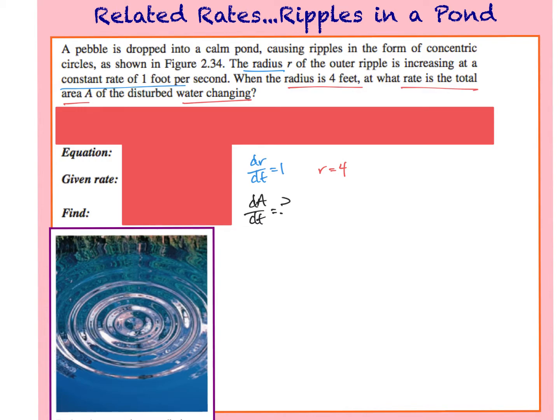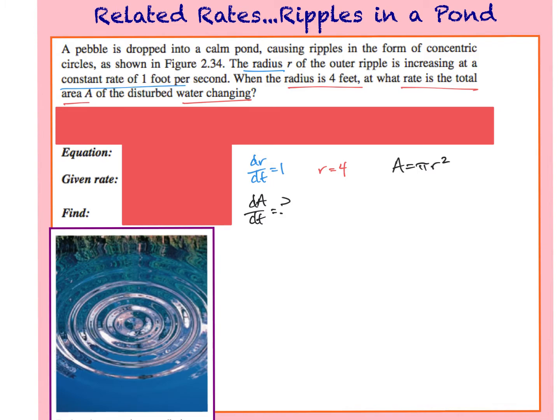All right. So I need to find area changing at a rate. So what is the area equation of a circle? Pi r squared. They will give you a lot of formulas on a related rates section. However, they will not give you that one. You've got to know that one. I know. How rude. Area is equal to pi r squared of a circle. Good. All right. We made it to 4th grade.